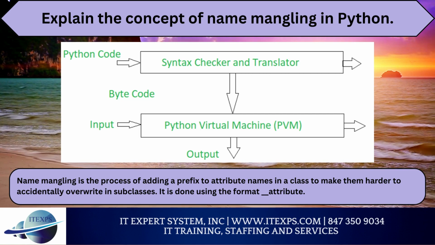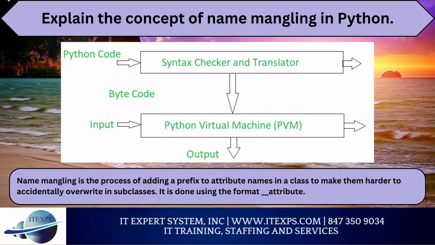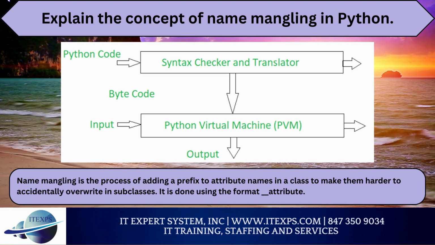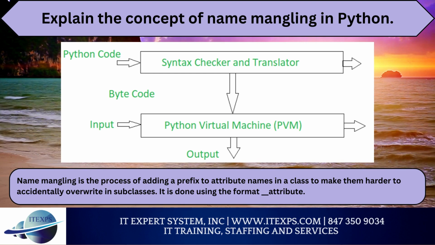Explain the concept of name mangling in Python. Name mangling is the process of adding a prefix to attribute names in a class to make them harder to accidentally overwrite in subclasses. It is done using the format __attribute.